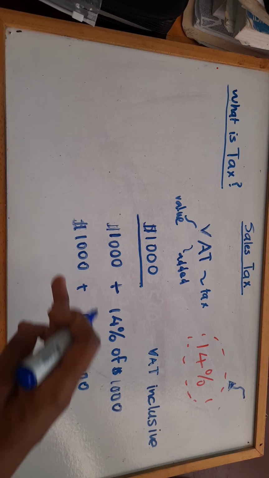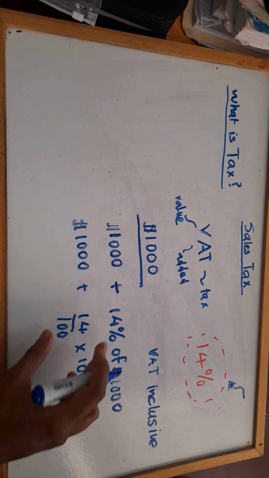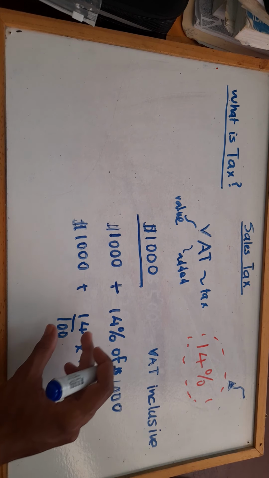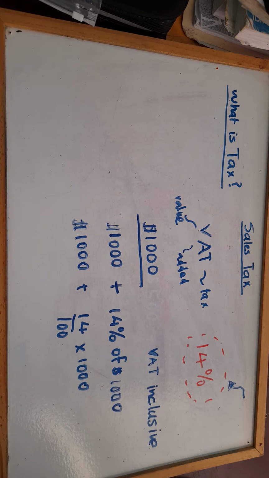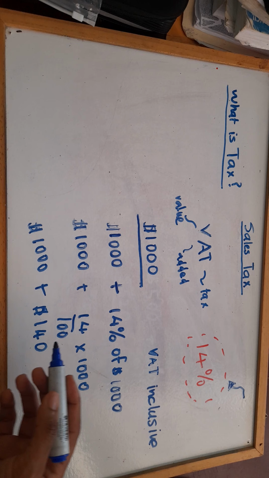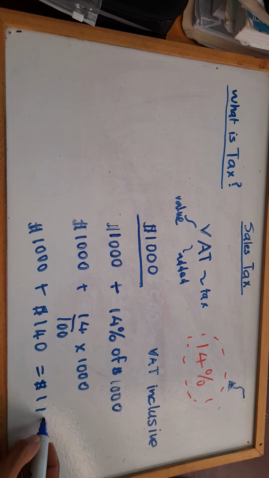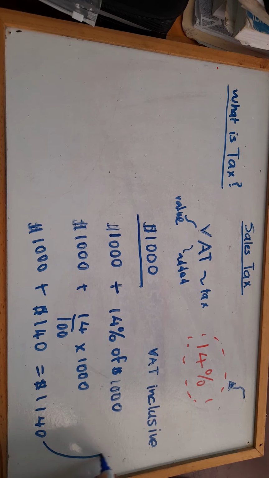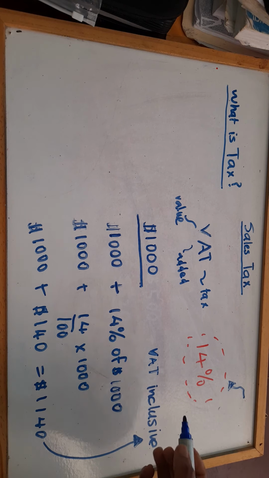This then becomes $1,000 plus 14%. We're basically doing the arithmetic. 14% is known as 14 divided by 100 times the $1,000. This then further breaks down to $1,000 plus $140, which is $1,140. This price is now known as a VAT inclusive price. And this is the price you normally see in stores, or the marked price. The marked price is normally VAT inclusive.